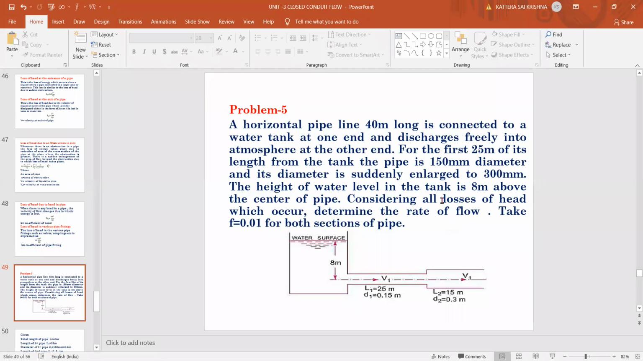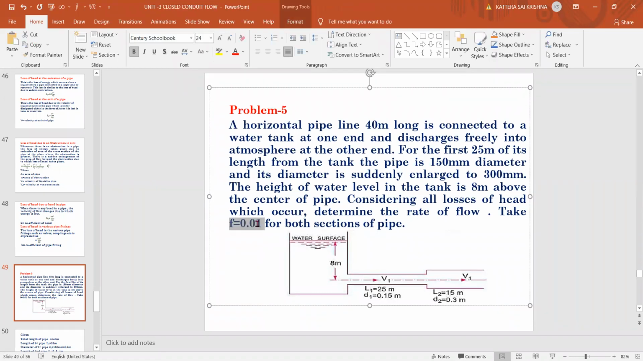Considering all losses of head which occur, determine the rate of flow. Take F equal to 0.01 for both sections of pipe. What is this F? Can anyone tell what this is? F equal to 0.01, where have we seen this F? It says considering all losses. What is the meaning of all losses here?